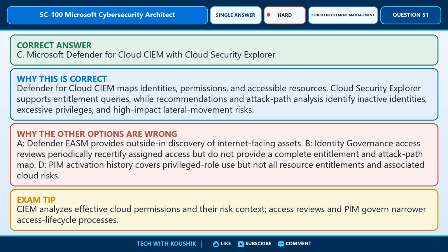A. Defender EASM provides outside-in discovery of internet-facing assets. B. Identity Governance access reviews periodically recertify assigned access, but do not provide a complete entitlement and attack path map. D. PIM activation history covers privileged role use, but not all resource entitlements and associated cloud risks. Exam tip. CIEM analyzes effective cloud permissions and their risk context. Access reviews and PIM govern narrower access lifecycle processes.